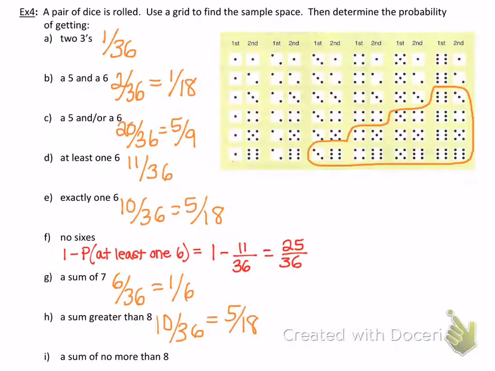And the last one is a sum of no more than 8, meaning it can't be more than 8. Let's do a complementary event: 1 minus the probability of a sum greater than 8. We just did this, so we're going to have 1 minus 5/18, equal to 13/18.